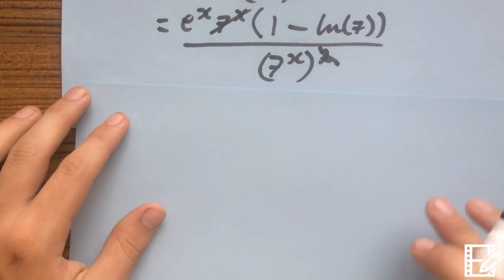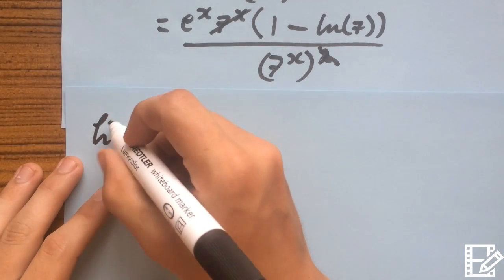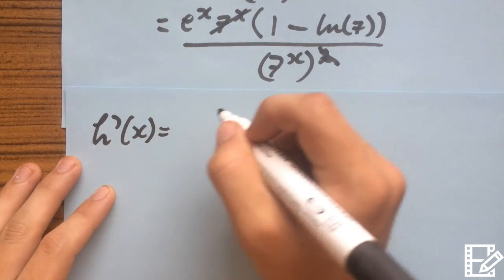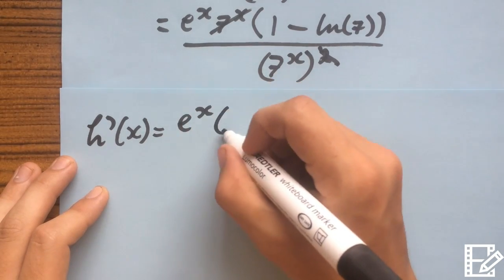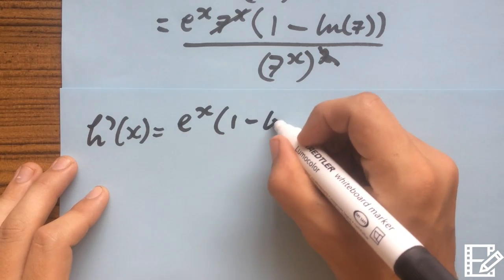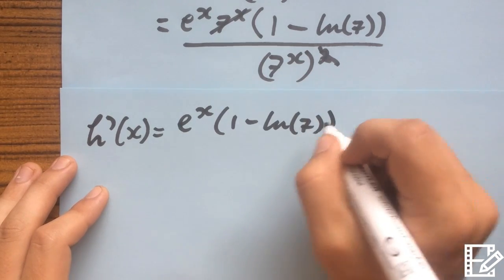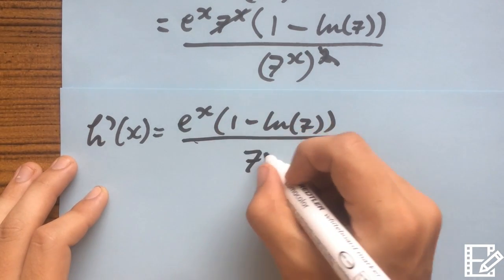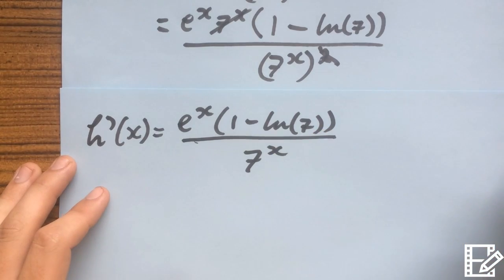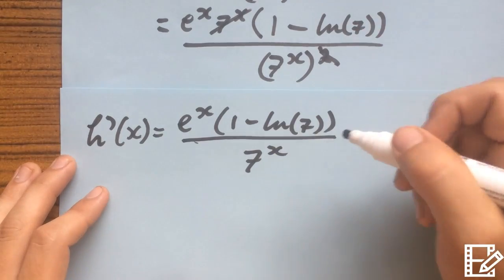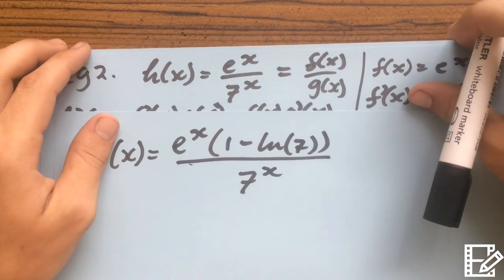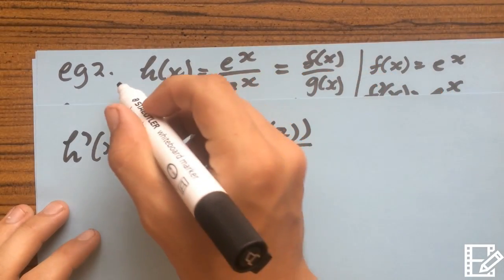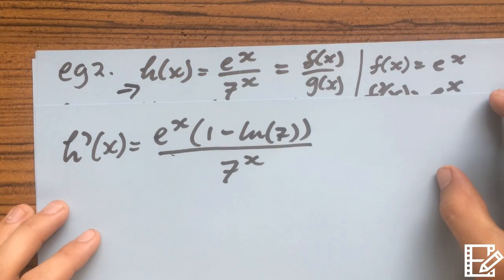And if I rewrite this, we have e to the power of x (1 minus ln 7) all over 7^x. And that there is the first derivative of that up here.